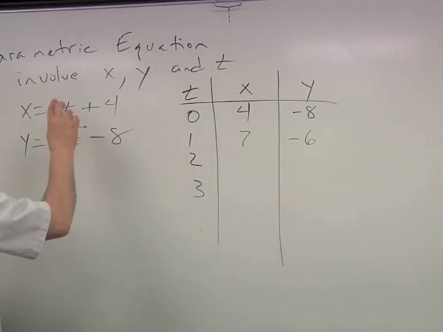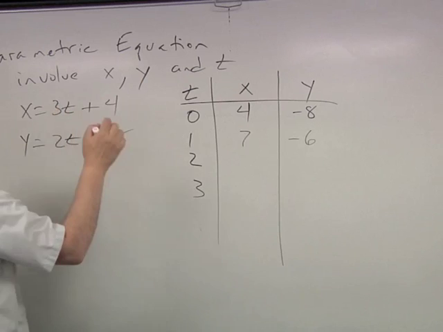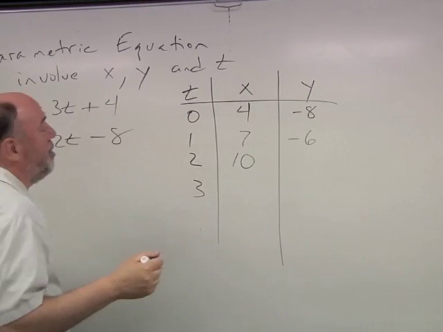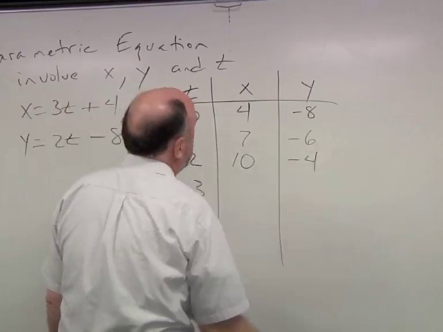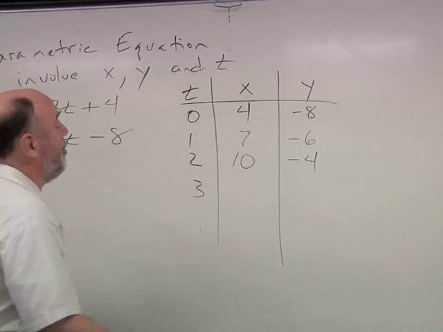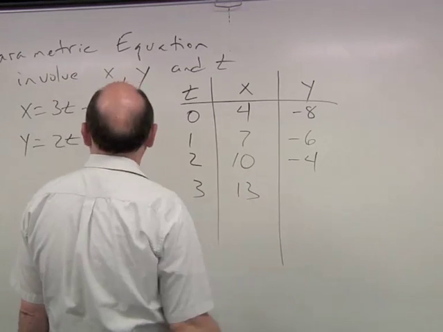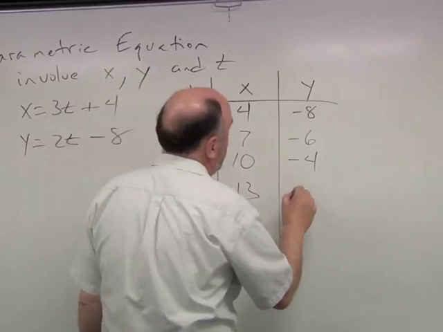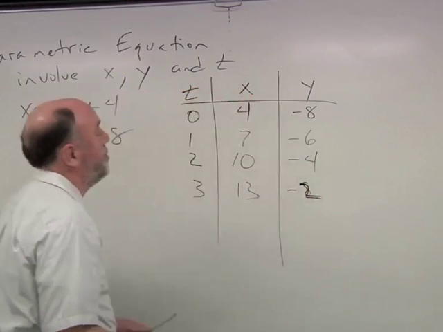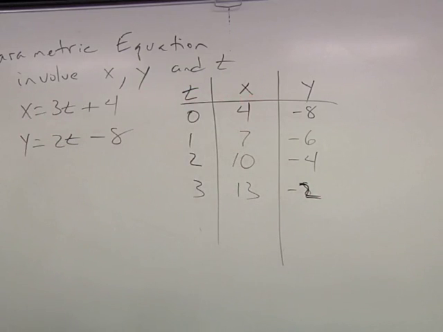We can plug in our 2. 3 times 2 is 6, 6 plus 4 is 10. And then 2 times 2 is 4, minus 8 is -4. And then last we plug in our 3. 3 times 3 is 9, plus 4 is 13. And then 2 times 3 is 6, minus 8 is -2. So we have our information.